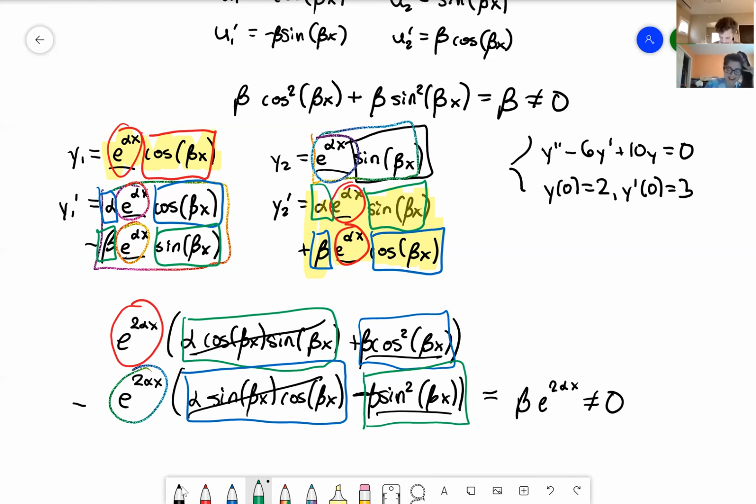Okay, that makes a lot more sense now. Cool. And then these parts, it's just the same thing minus itself right there. And then this one is cosine squared minus minus, so plus sine squared. And so that's always 1. So we end up with just a beta there, and then the e to the 2 alpha x multiplied by it. Okay, that makes a lot more sense. Yeah, the exponential is never 0. Beta is not 0 because we're in the case where beta is that number from before. Okay, all right, sounds good.